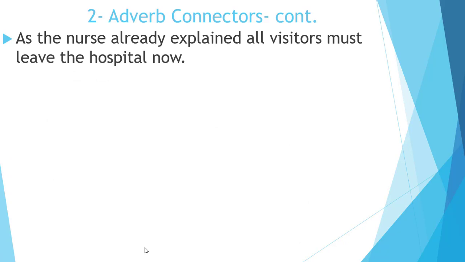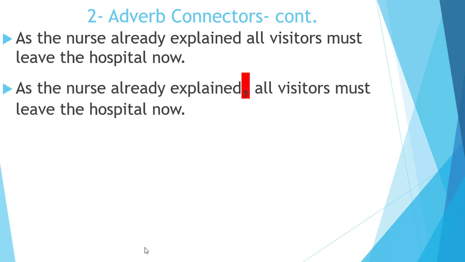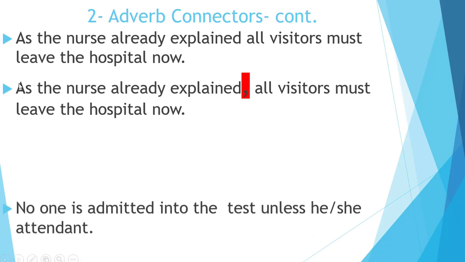Okay, look at these sentences and try to figure out where the mistake is, where the error is. There are errors here. As the nurse already explained, all visitors must leave the hospital now. The mistake here is what? We don't have a comma in the middle. Very important, because the connector here came in the beginning of the sentence.